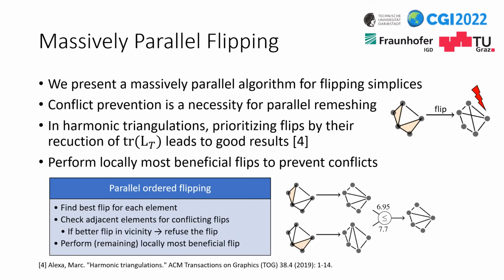We also present a massively parallel algorithm for flipping. The key challenge is that parallel flipping can produce invalid triangulations, so we need some kind of conflict prevention. We exploit that prioritizing flips by the reduction of the trace leads to good results. So each thread evaluates the local benefit of a flip and compares that to the flips in the local vicinity. We then only perform locally most beneficial flips to prevent conflicts.